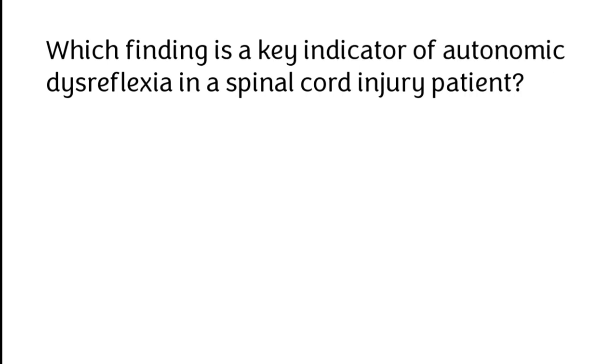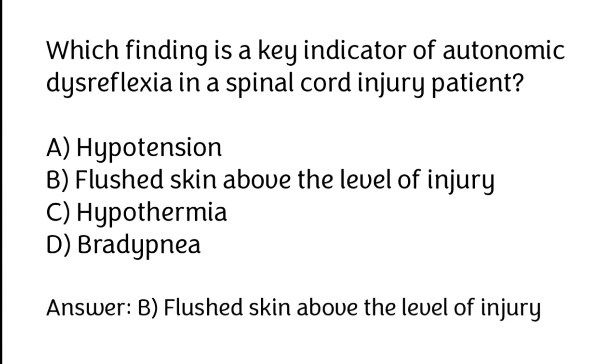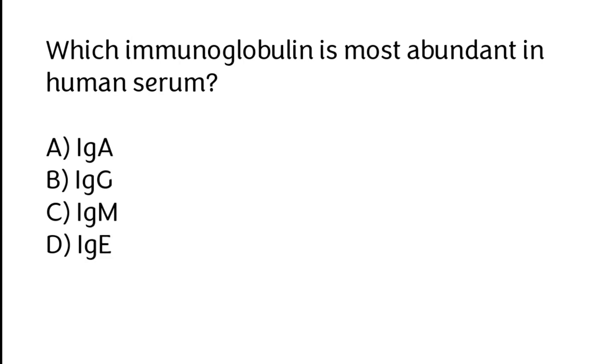Which finding is a key indicator of autonomic dysreflexia in a spinal cord injury patient? Hypotension, flushed skin above the level of injury, hypothermia, bradypnea. Correct answer is option B, flushed skin above the level of injury. Which immunoglobulin is most abundant in human serum? IgA, IgG, IgM, IgE. Correct answer is option B, IgG.